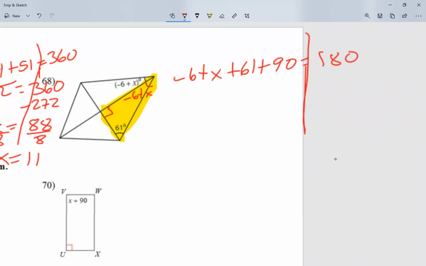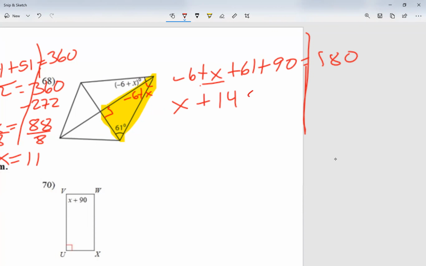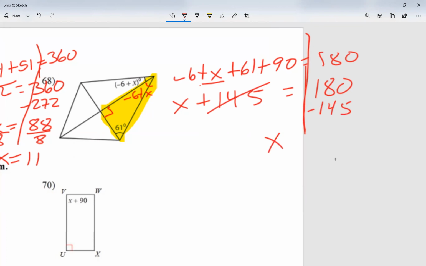Okay, I'm going to separate it. Now the left side, let me combine that a little. When it comes to letters, I just have x. When it comes to numbers, negative 6 plus 61 plus 90, that's 145. So x plus 145 is equal to 180. This plus 145, let me move it over as a minus 145. So I get x is equal to 35.